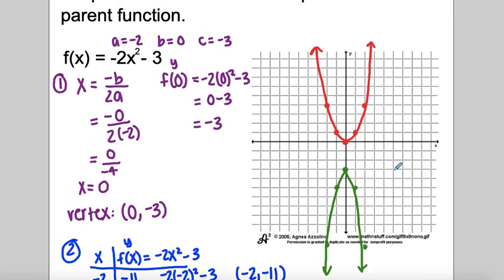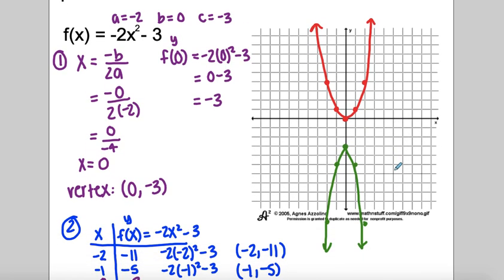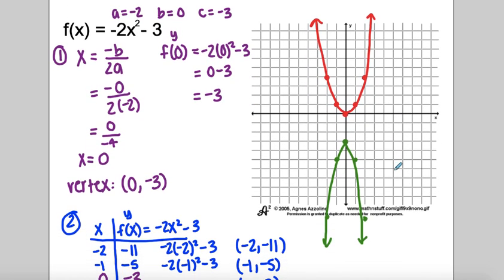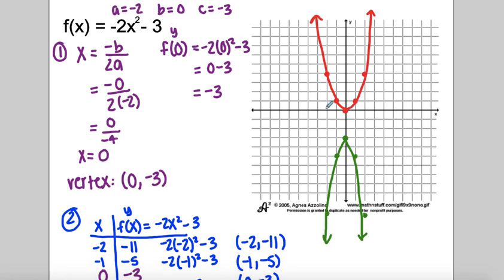And then now for my last step, I want to compare this to the parent function. So first off, I notice from my 2 vertices here, my vertex went down 3. And again, I can always get that from my C value here. So I went down 3.